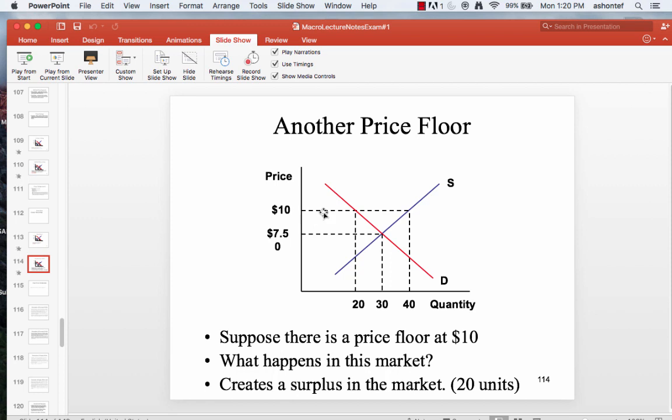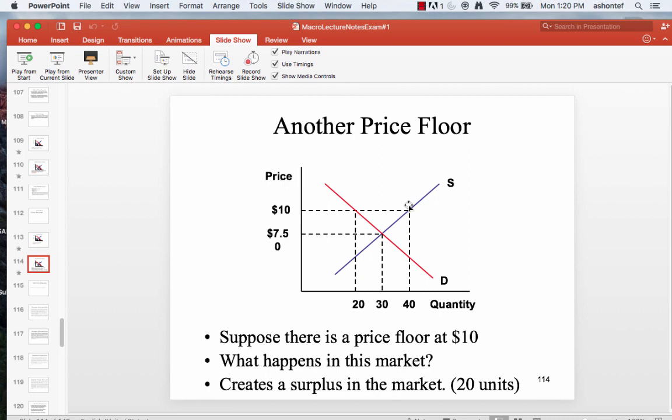At this $10, the quantity supplied is way over here at 40. And at 10, the quantity demanded is only 20. So we end up with this gap of 20 units, the difference between 40 and 20. And that is known as a surplus. Now we have too much.